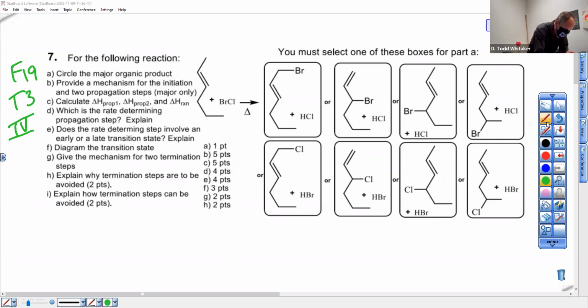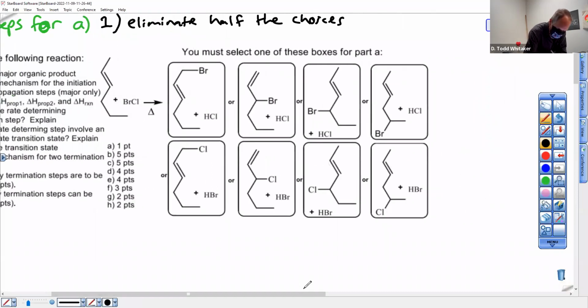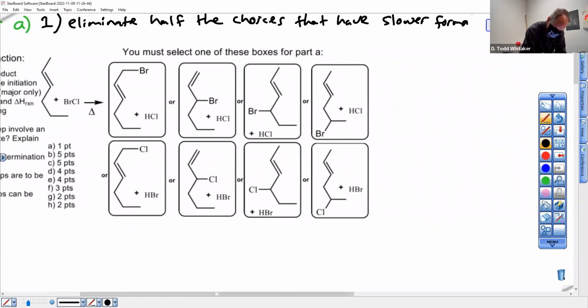here's the steps for A. Step 1: Eliminate half the choices that have slower formation of HX.